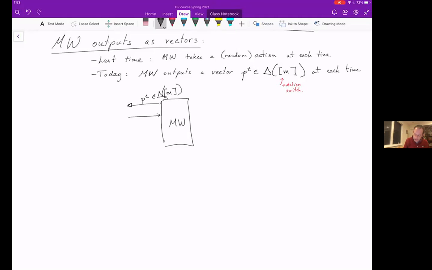Okay, and now the adversary, out here, produces a cost vector, which is a vector of length M with numbers between 0 and 1. And then the algorithm produces another probability distribution, gets another cost vector back, and so on and so forth, until time T, and gets back cost vector T.